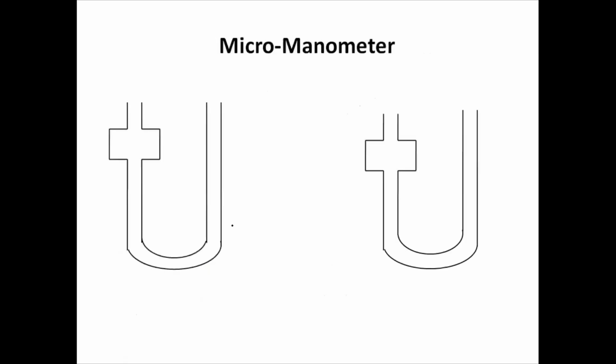Next, we will see the types of manometer. One type is the micromanometer, also known as the well type manometer. In the well type, this portion is a reservoir or well. Why do we use the reservoir or well? We'll see it, to get fine pressure measurement.